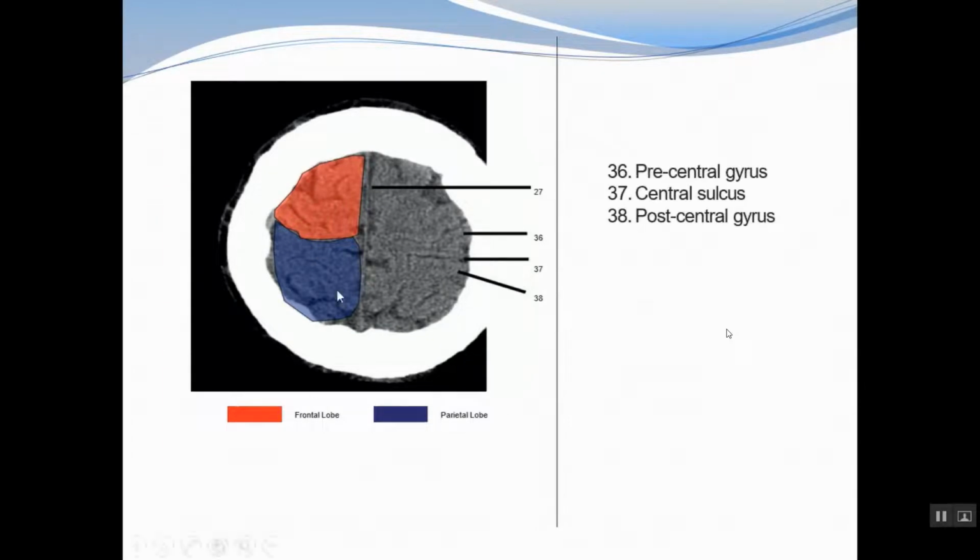Here we have the central sulcus. What is anterior is the precentral gyrus, and what is posterior is the postcentral gyrus. And here is the interhemispheric fissure.